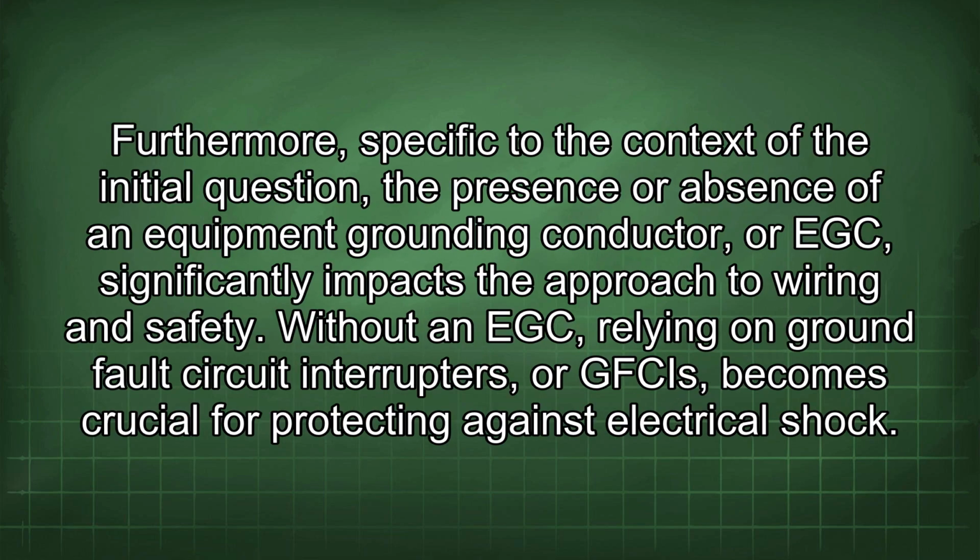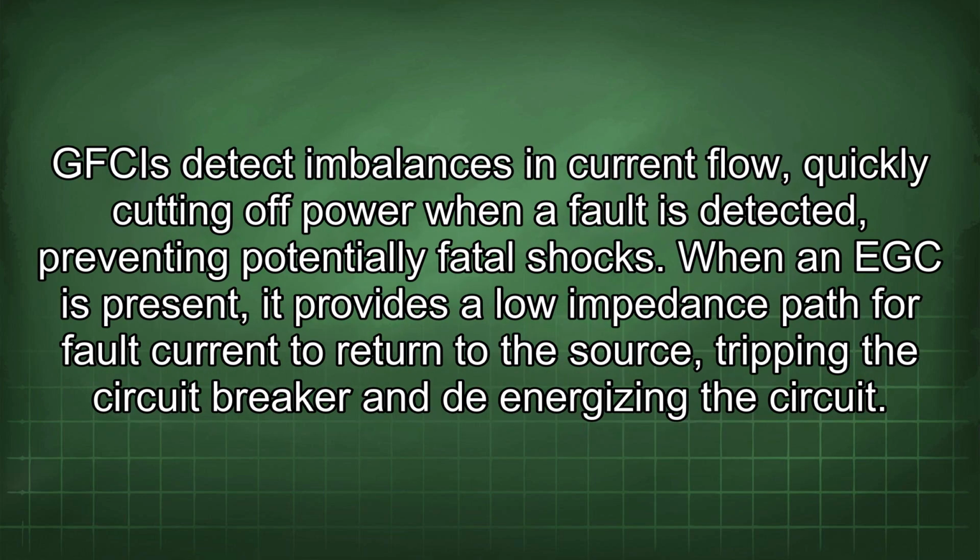Furthermore, specific to the context of the initial question, the presence or absence of an equipment grounding conductor, or EGC, significantly impacts the approach to wiring and safety. Without an EGC, relying on ground fault circuit interrupters, or GFCIs, becomes crucial for protecting against electrical shock. GFCIs detect imbalances in current flow, quickly cutting off power when a fault is detected, preventing potentially fatal shocks.